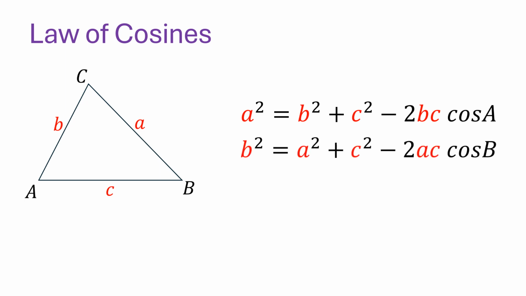So b squared is equal to a squared plus c squared minus 2ac times the cosine of the angle opposite to b, which is the angle capital letter B. And if we use c as a reference, c squared is equal to a squared plus b squared minus 2ab times the cosine of the angle C.